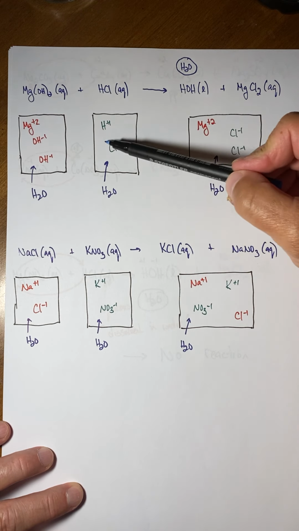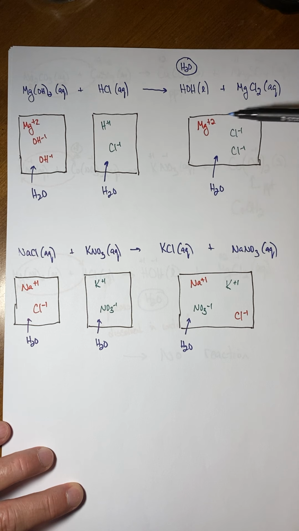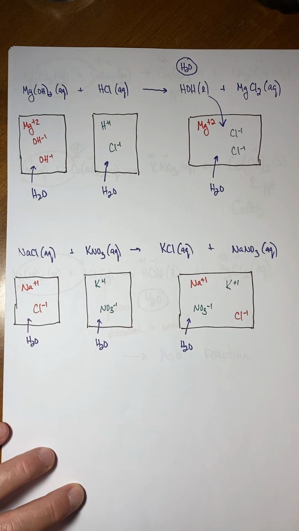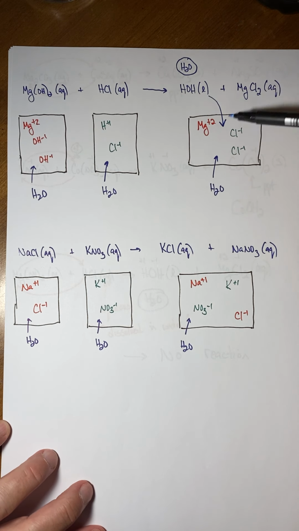When I mix these two together, I'm going to get one beaker, and inside of that, I'm going to have water. Now, I've also added water, right? I'm producing more water, and then I'm going to have magnesium ions and chlorine ions. So pretty much what's happened is nothing has changed.